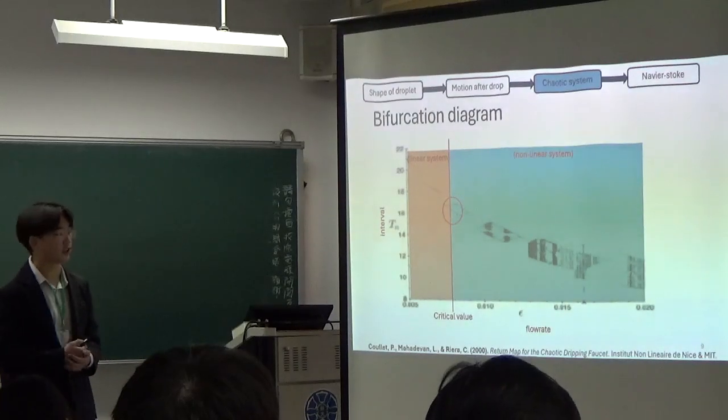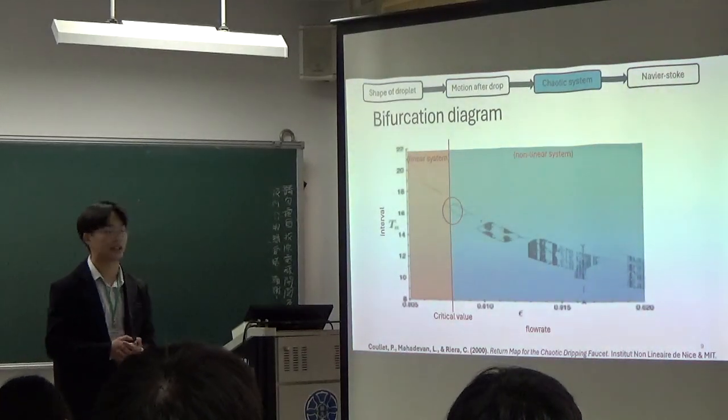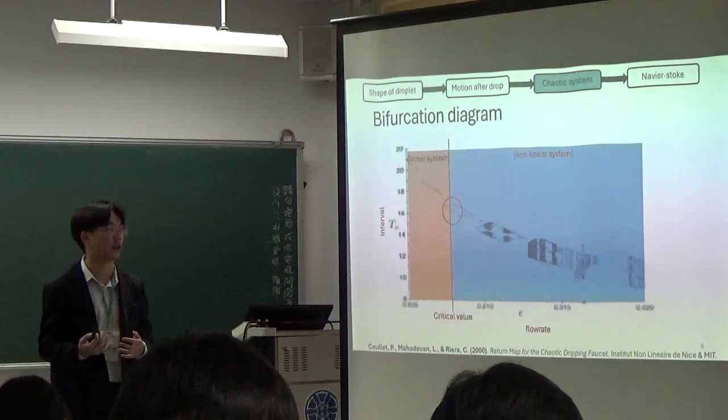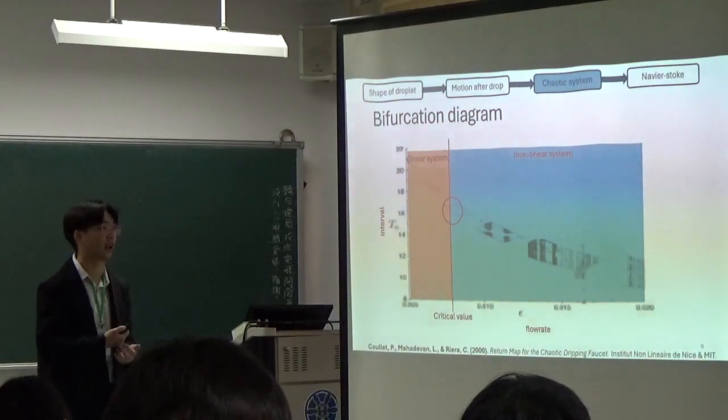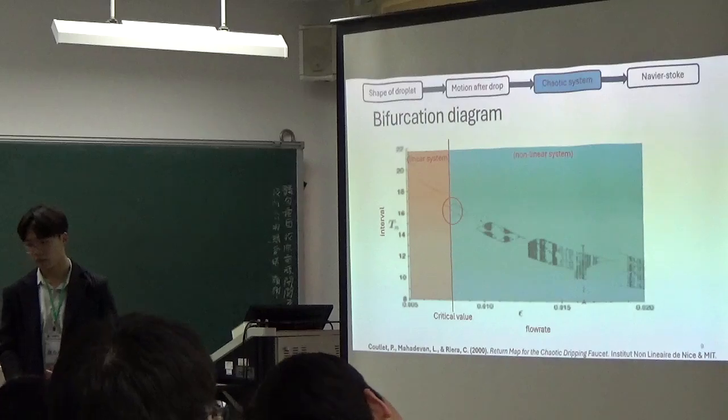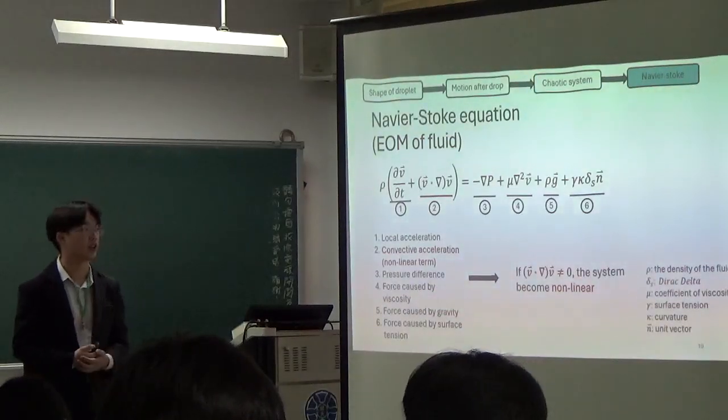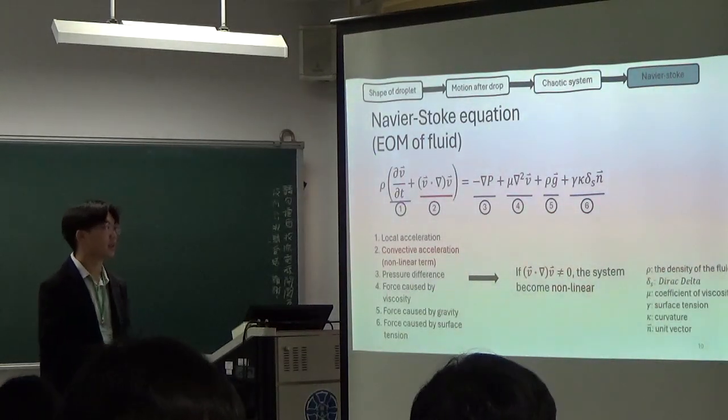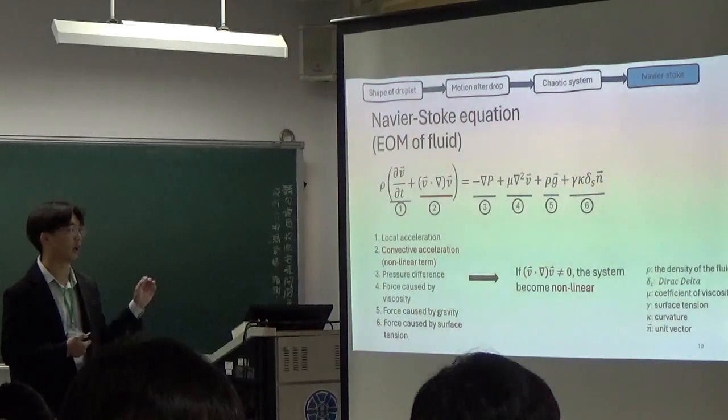So it shows the relationship between the flow rate and the interval, and it has a critical value to separate the whole graph into 2 systems, which is the linear system and the nonlinear system. And we use the Navier-Stokes equation to describe the motion of the fluid. So this is the resulting body flows of the fluid.